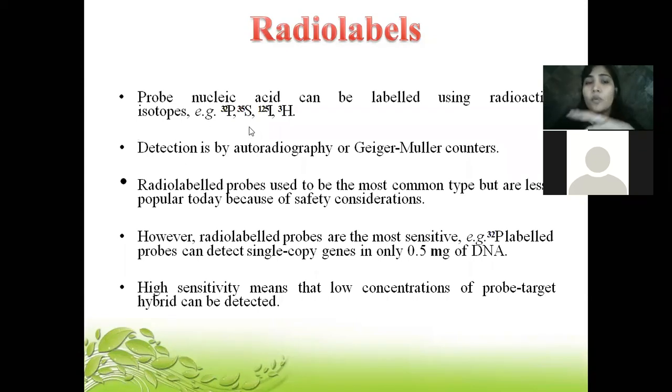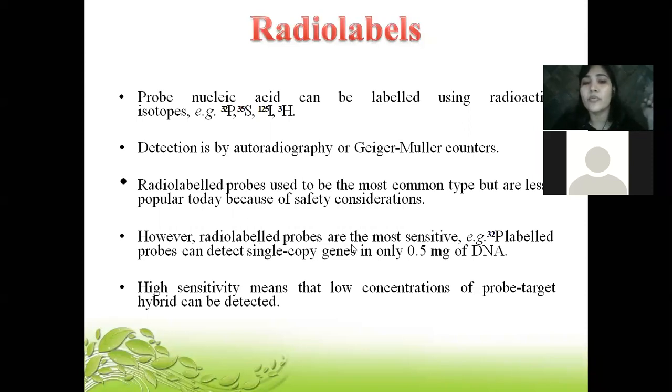So, probe nucleic acid can be labeled using radioactive isotopes, and these are the radioactive isotopes we generally use to label DNA or RNA. Radio labeled probes used to be the most common type, but are less popular today because of safety considerations. Very true, because you have to gear up at biosafety level 4 for handling those isotopes.